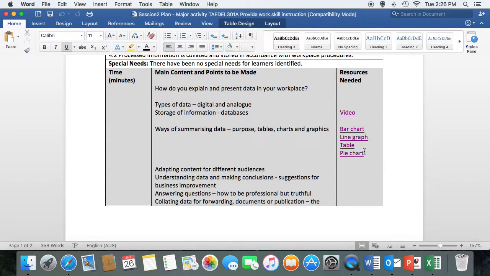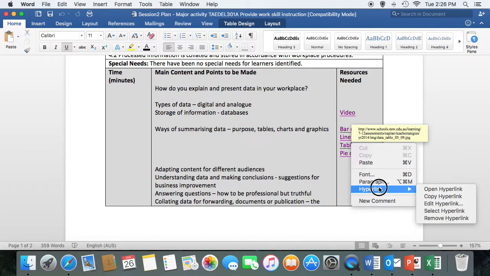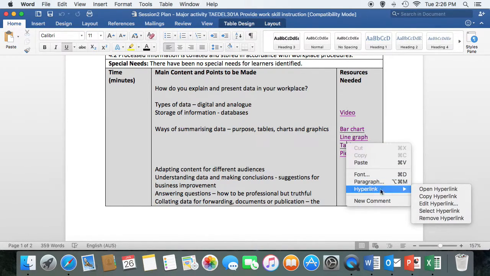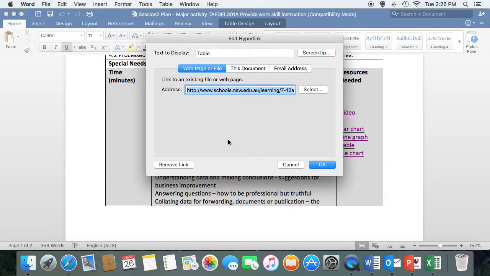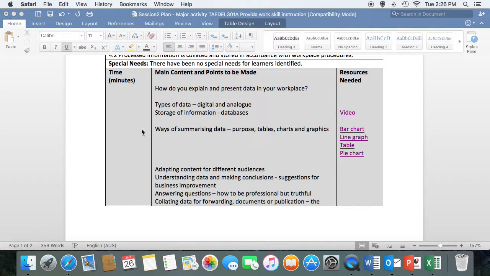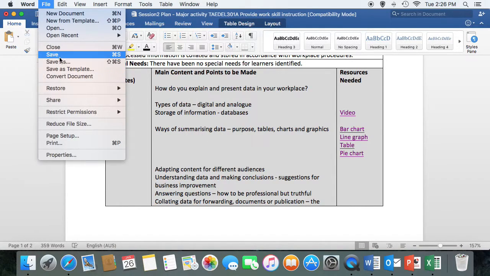Now I'm just going to quickly update that link for the table for you. Hyperlink. So how we do that, we go Control, Hyperlink, and Edit Hyperlink. Delete and paste. Okay. Brilliant. So that's been updated for you. File and save.